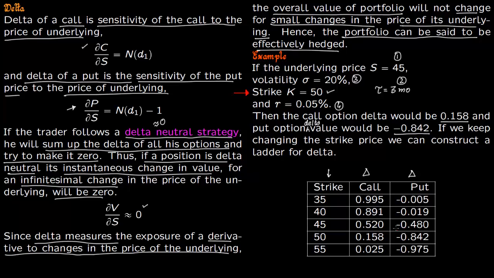So the trader who follows the delta neutral strategy is going to compute deltas for all his calls and deltas for all his puts on different stocks and different underlyings, add them up, and he wants it close to 0.